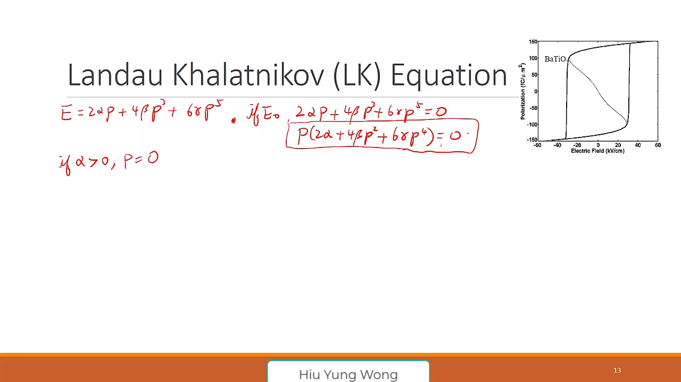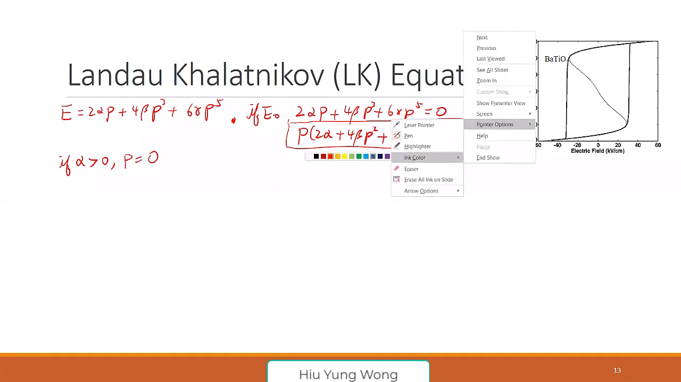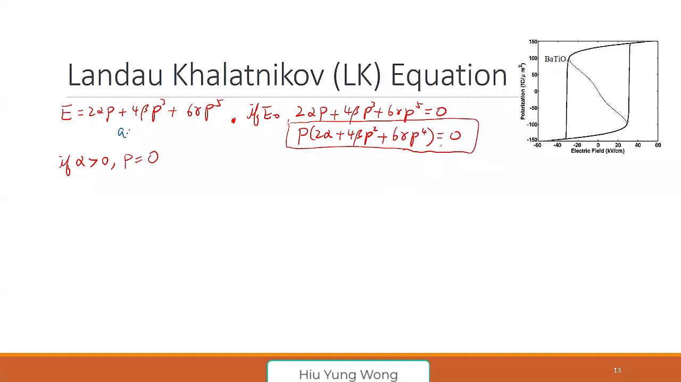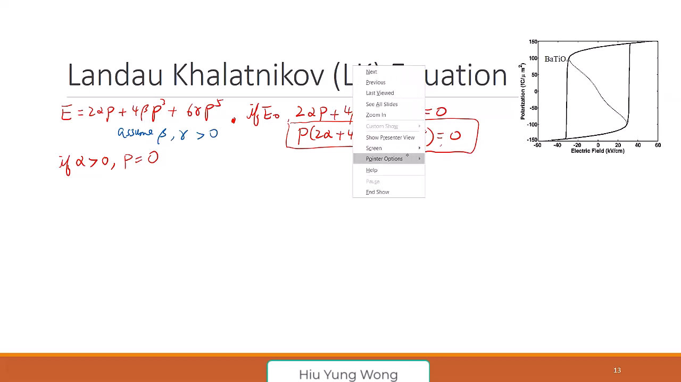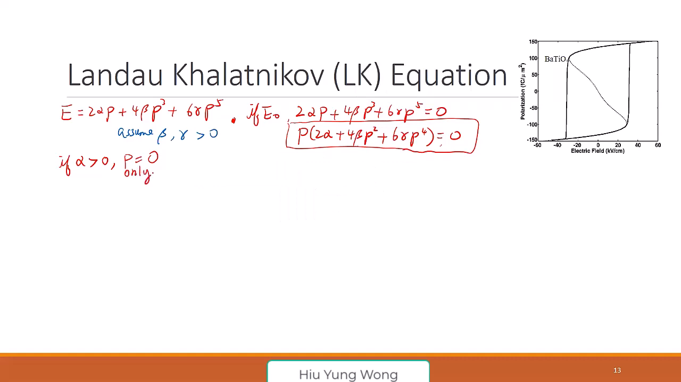Okay, of course you don't know how to answer because I have not told you. I'm sorry. We assume beta, gamma larger than 0. Right? Assume beta, gamma larger than 0. So of course you don't know what I'm talking about. Sorry for that, right? So this only has one solution.